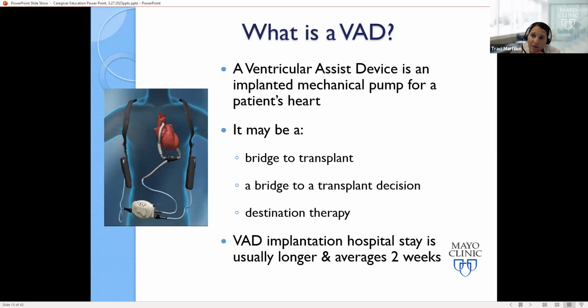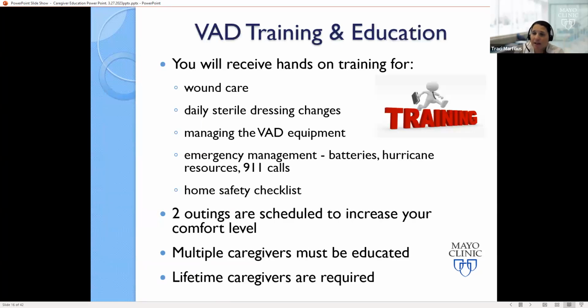So the hospital stay for a VAD, though, is usually longer. It's actually about 2 weeks. And during this time, the patient and caregiver do get training for wound care and daily sterile dressing changes, which is really important because remember, it's an implanted mechanical pump.